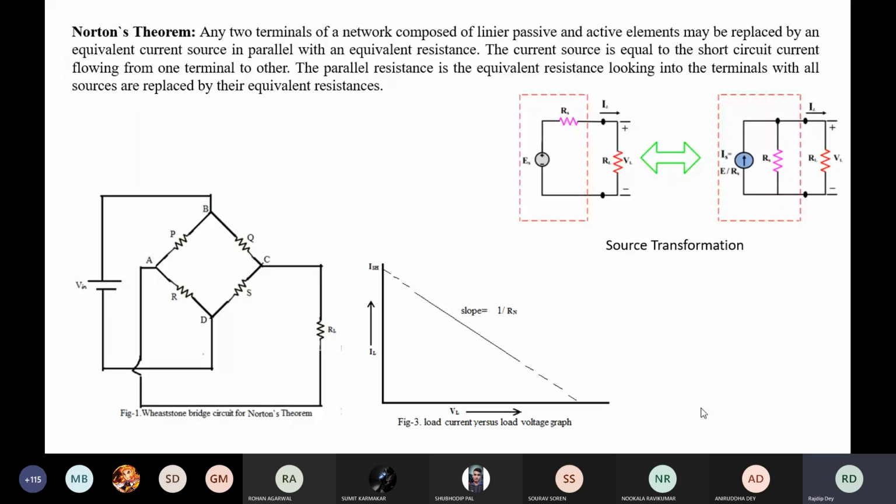Now the short circuit current of the load we have already measured. Next, we need to measure the open circuit voltage of the load. That means the load needs to be open circuited. So we'll remove RL, and it will be open circuited, and we'll connect a voltmeter across it to measure the open circuit voltage. Once the open circuit voltage and short circuit current of the same circuit are measured, we can calculate Rn very easily by dividing them. Now we will calculate minus 1 by Rn, and find out whether the slope of this graph is equal to minus 1 by Rn or not.